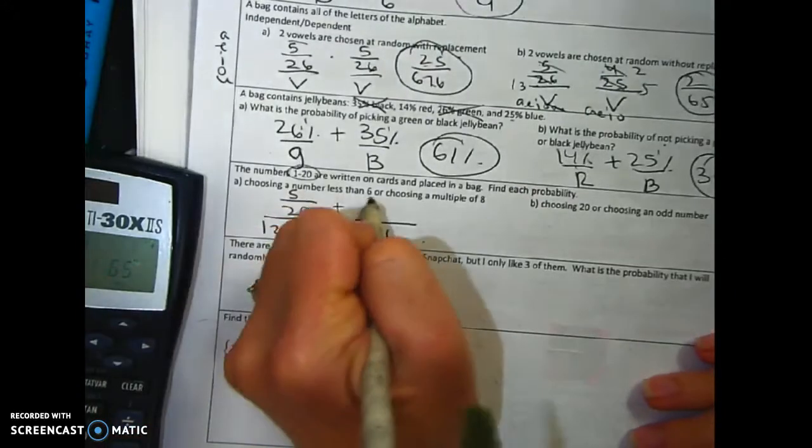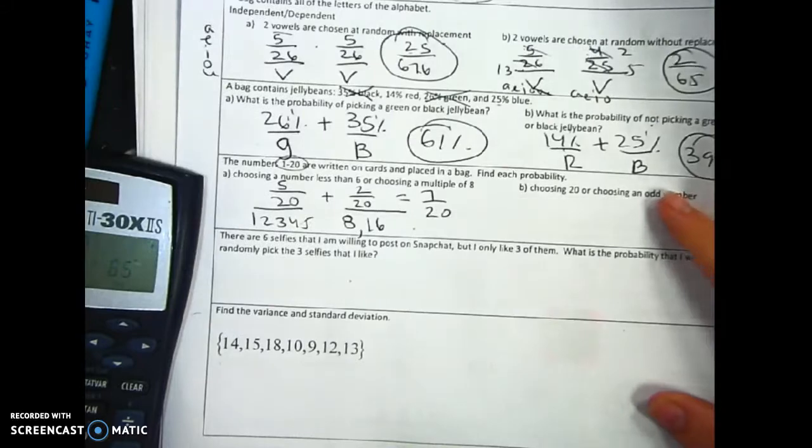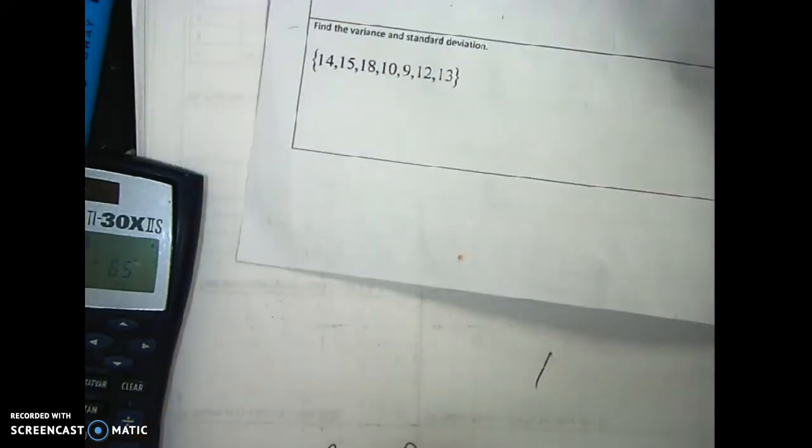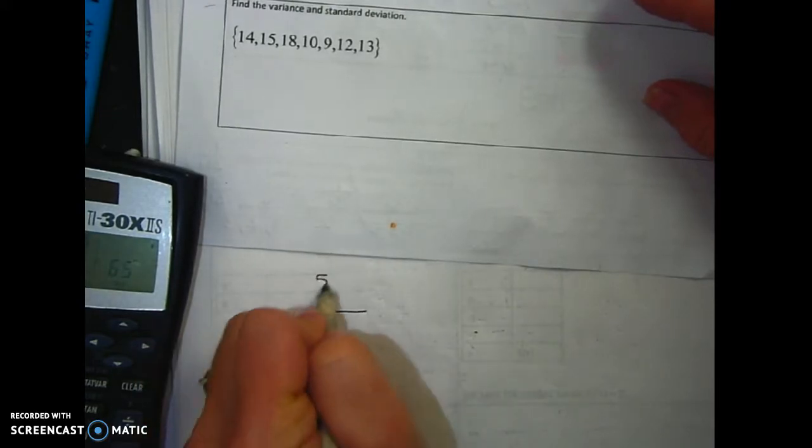So then that would be 2 out of 20, which is 7 out of 20. Now I want to point out, what if the same question says choose a number less than 6? So let's say it says less than 6, so that would be 5 out of 20.